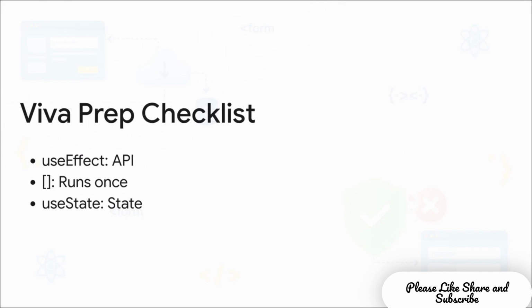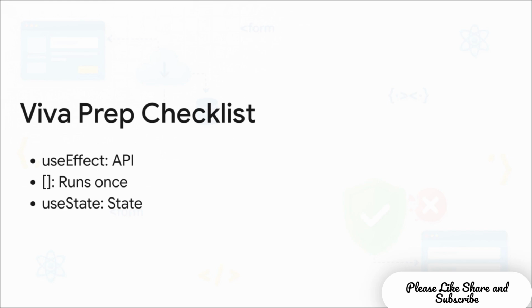Okay, before we wrap up this explainer, let's do a rapid-fire recap. If you are prepping for a lab viva or an internship interview based on this material, you need to know these concepts cold. What is useEffect for? Performing side effects like API calls. What does the empty array mean? It means run the effect only once on mount. What exactly is a controlled component? It's an input where React state controls the value.